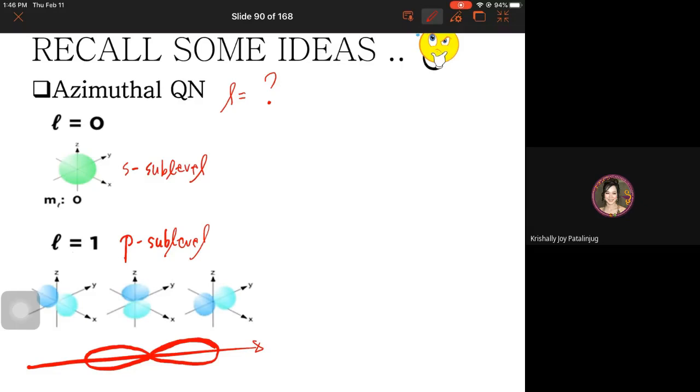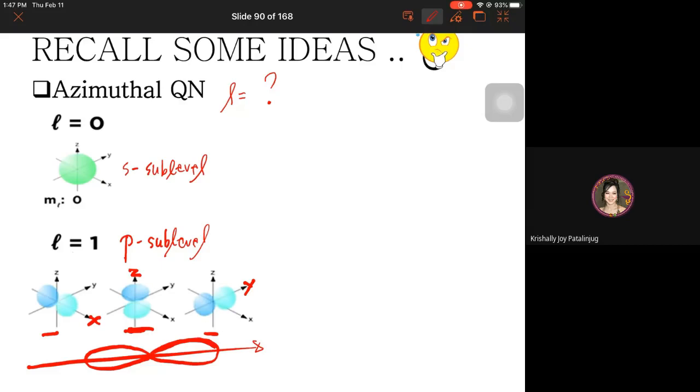Take note that there are three. When there is a P sublevel, there are three orbitals, and per orbital, how many electrons occupy it? Two. So one P orbital extends on the x axis, another orbital under the P sublevel extends on the z axis, and the third one extends on the y axis. That is the shape of the P orbital.